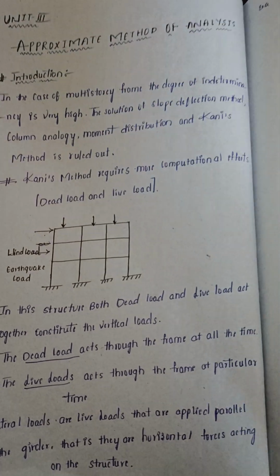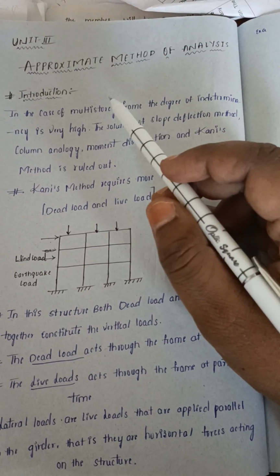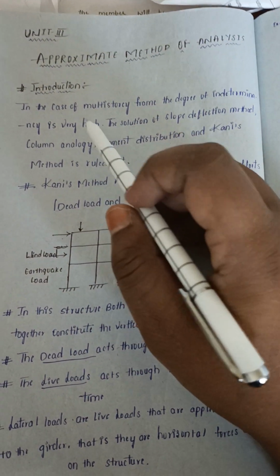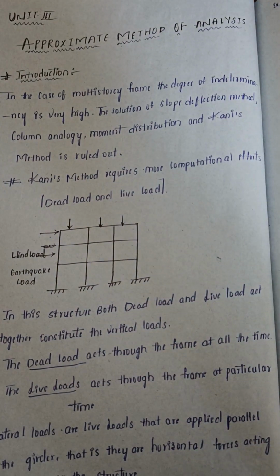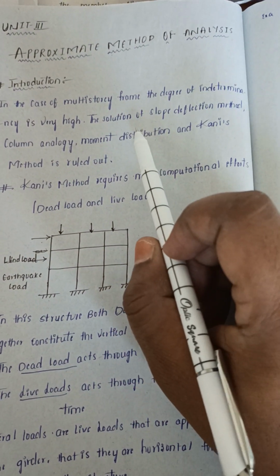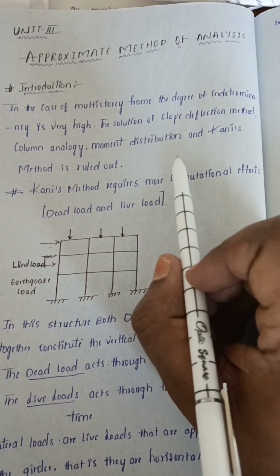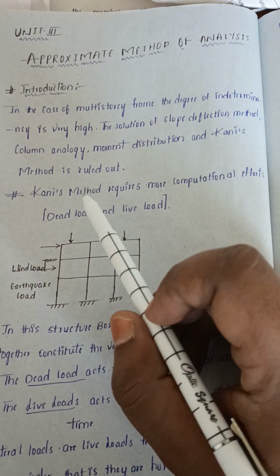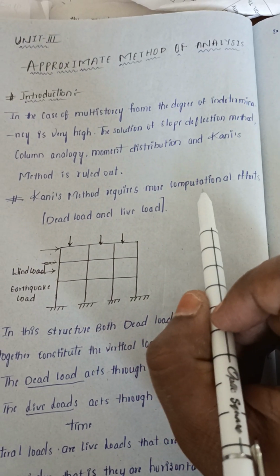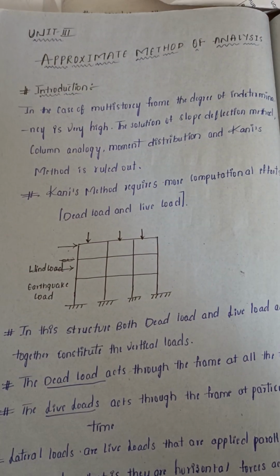In this session, we'll discuss the approximate method of analysis in the structural analysis 2 subject. Coming to the introduction, in the case of a multi-story frame, the degree of indeterminacy is very high. So we know the solution by slope deflection method, column analogy, moment distribution, and Kani's method is ruled out. Kani's method requires more computational effort, that is, for dead loads and live loads.